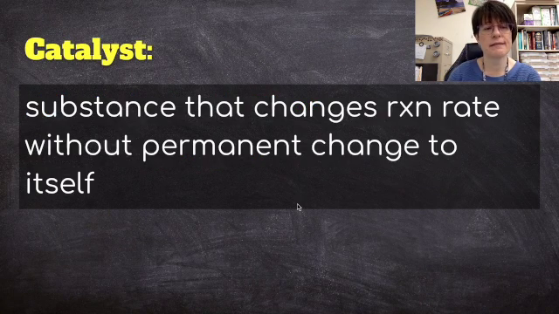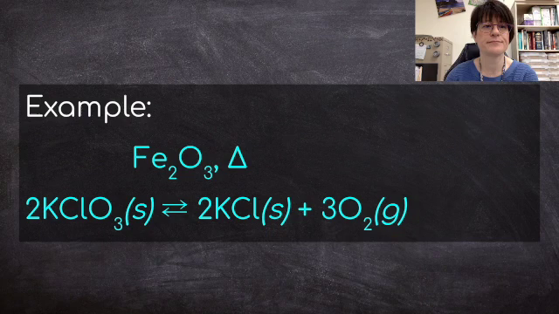Sometimes we use a catalyst. A catalyst is a substance that changes reaction rate without permanent change to itself. Many catalysts are used to start reactions because they lower what we call the activation energy. We don't need as much energy to get them going. So this might mean that normally we would have to heat it, but with a catalyst we wouldn't have to heat it to get the reaction started.